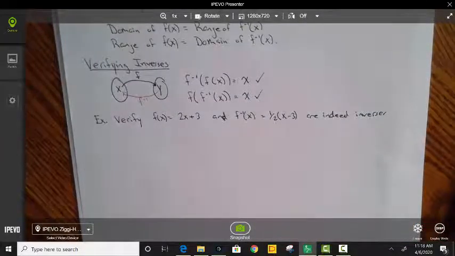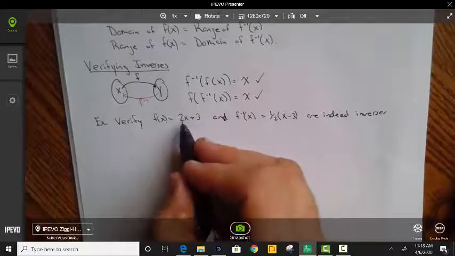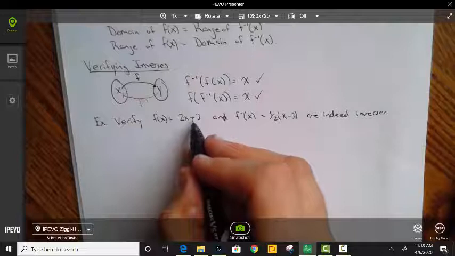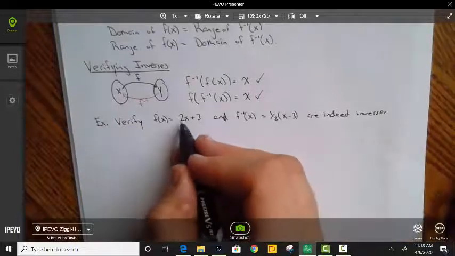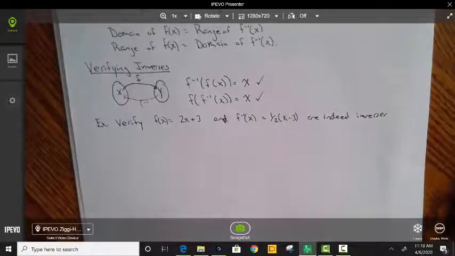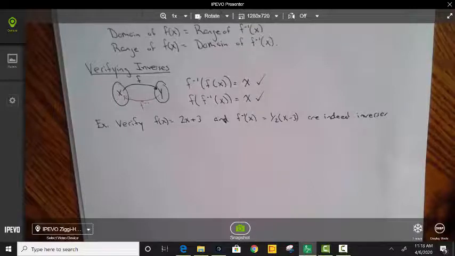And we can see they do look very similar to inverses. Because look, this is 2 times x plus 3, and the opposite of adding 3 is minusing 3, and the opposite of timesing by 2 is timesing by 1/2. So they do indeed appear to be inverses, opposites of each other, but we need to actually verify that.